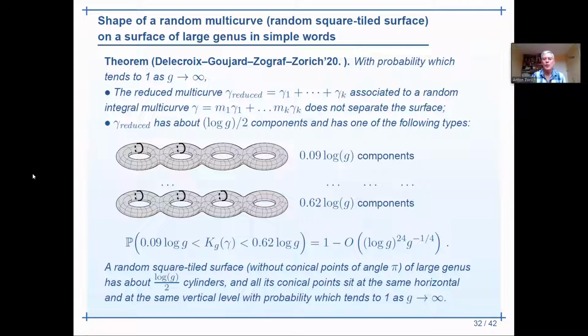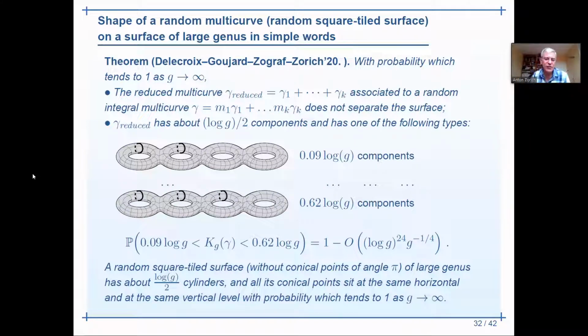More precisely, with probability which again tends to 1 with this speed of convergence when genus tends to infinity, the number of components of a primitive multi-curve associated to a random curve, so this number k here, would be bounded between 0.09 log g and 0.62 log g. The estimates are not sharp, so it would be even shorter.